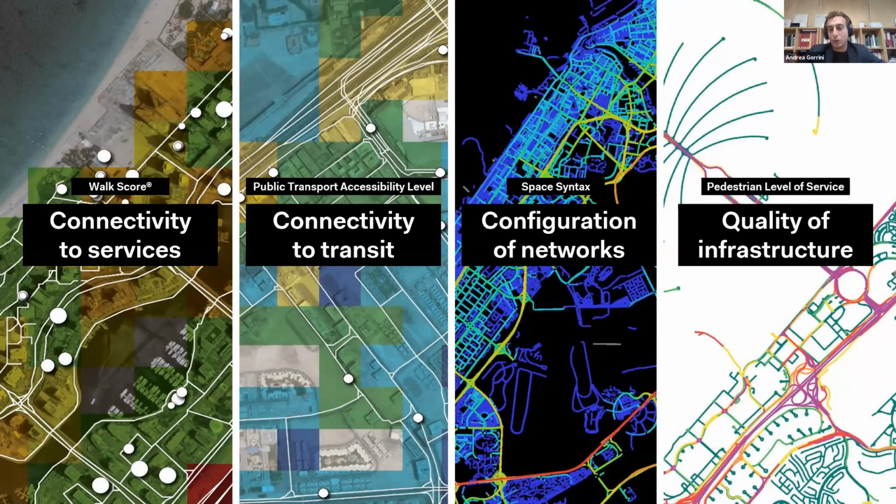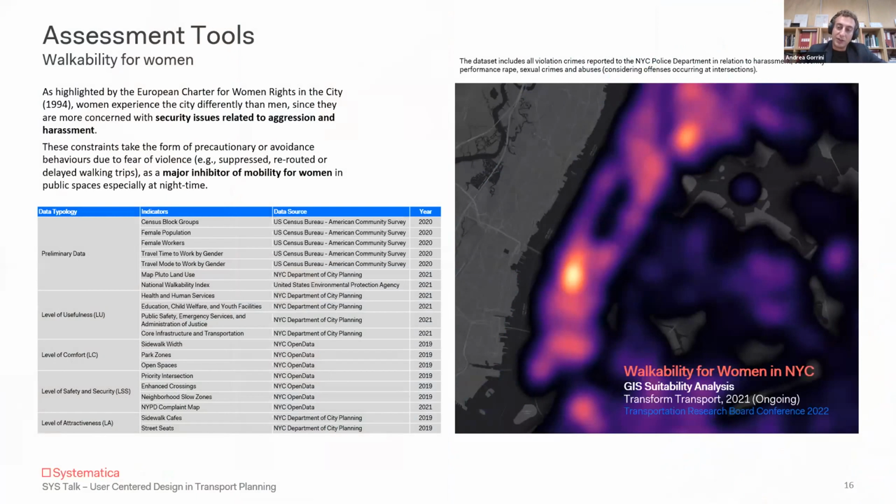Some of the metrics we use are standard at the global level. We use Walk Score, for example, or PTAL, the level of accessibility of public transport, or the level of service for pedestrians. But we are also trying to build up some new indexes, some new metrics. For example, this is an ongoing research activity, which is going to be submitted for the next edition of a Transportation Research Board conference.